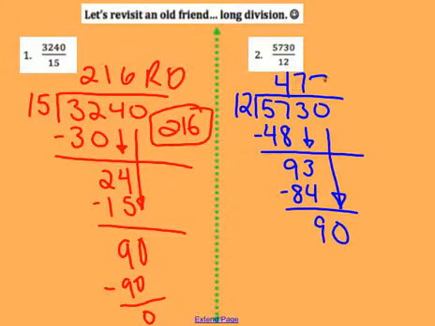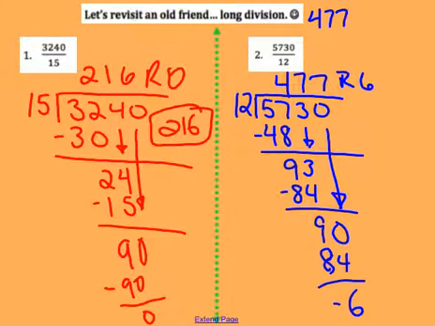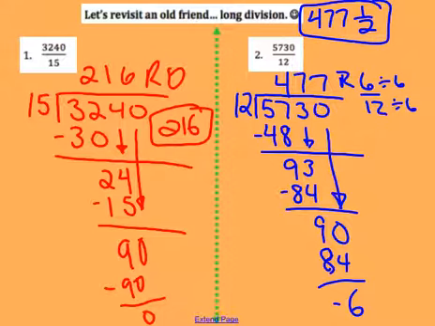But this actually works twice in a row, because 84 is going to be the only thing that goes into 90. Now I have a remainder of 6. Remember, your remainder of 6, you could write that as 44 and 6 over 12, which would reduce by 6 on top and bottom. So I'd say the answer to this is 477.5.